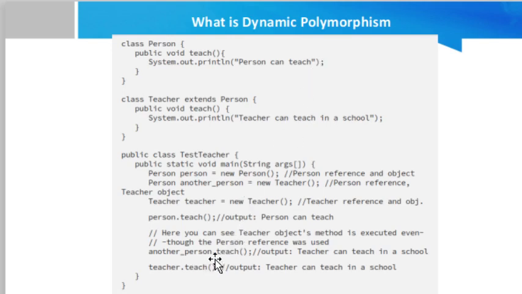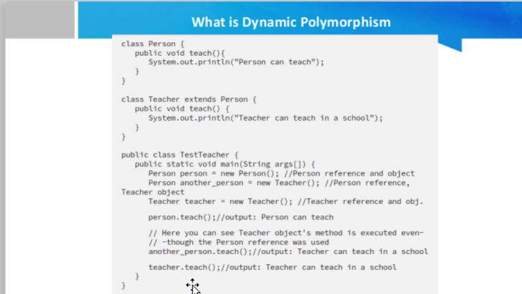Now anotherPerson.teach will print "Teacher can teach in a school". Why? Because anotherPerson is referring to the Teacher child class. So when we write anotherPerson.teach, it is calling that method from here. Remember, try to understand from here. We have created the object anotherPerson, which was referring to new Teacher. This is the child class, and the child class has a method teach. When we call anotherPerson.teach, it will call the method of the child class.